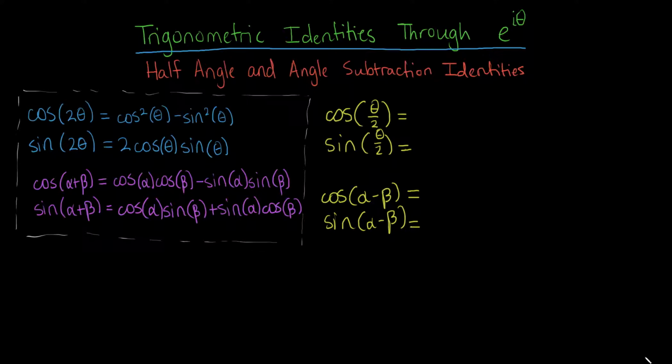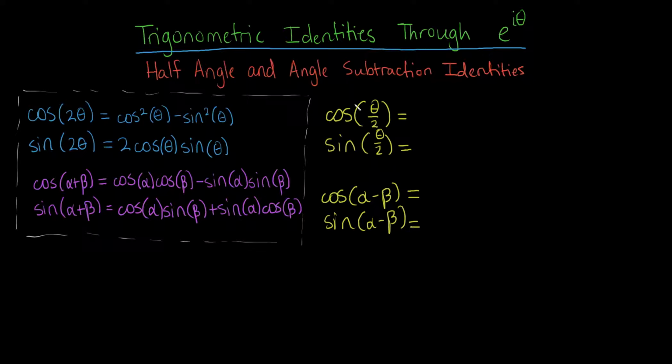In this video, I want to make very slight additions and extensions to the trigonometric identities that we found through e to the i pi in the previous two videos. The double angle identity with the cosine of 2 theta and the sine of 2 theta, and then the angle sum identities with the cosine and sine of two angles alpha and beta summed, alpha plus beta. And these extensions are the half angle and the angle subtraction identities.